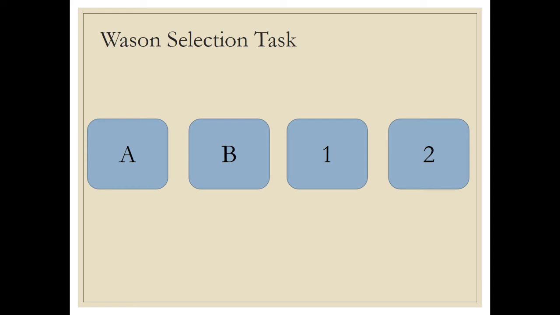So participants see 4 cards. Now imagine these cards are actually cards in front of you, right? And each card has 2 sides. So this A card has a back. This one card has another side. And on that other side is another digit, right? On the other side of the A card is a number. On the other side of the B card is a number. On the other side of the 1 card is a letter. On the other side of the 2 card is a letter.